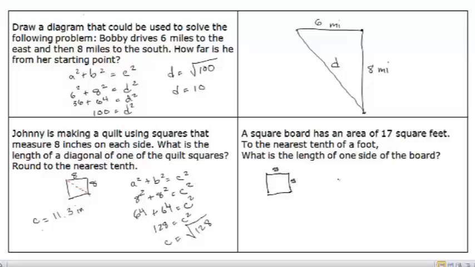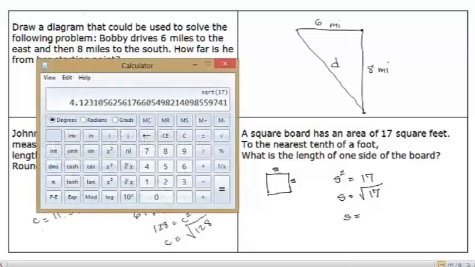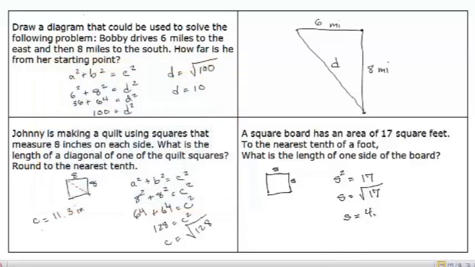So S squared is going to equal 17. Take the square root of both sides and you end up with S equals square root of 17. And it gives us 4.123, which we can round off as 4.1. So our answer is 4.1 feet.